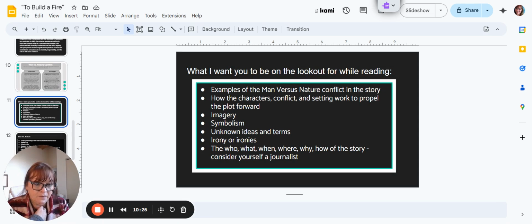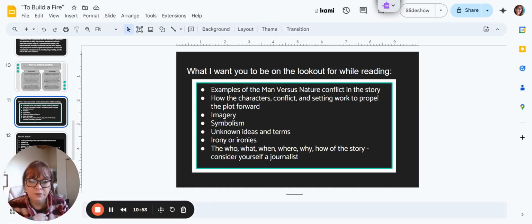So, what I want you to be on the lookout for while you're reading this story is examples of man versus nature conflict. I want you to be thinking about how the characters, the conflict, and the setting work to propel the plot forward. Think about imagery. Imagery is just, what are you seeing as you're reading? Descriptions of nature, of the dog, of the man. I might be looking for any kinds of symbolism.